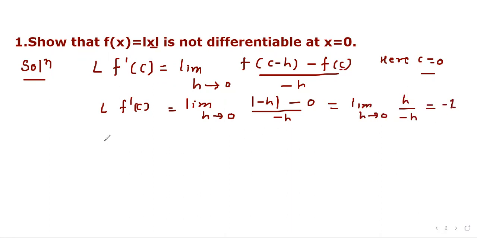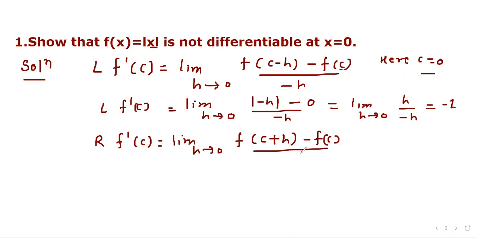that will give minus 1. Now consider the right hand derivative R f dash c, that is given by limit h tends to 0 of f(c plus h) minus f(c) divided by h. Here c equal to 0, we have to put h in place of x. So we get limit h tends to 0 of modulus h minus 0 divided by h. That will give us plus 1. Since left hand derivative is minus 1 and right hand derivative is plus 1, both are not equal. Hence, the function is not differentiable at x equal to 0.